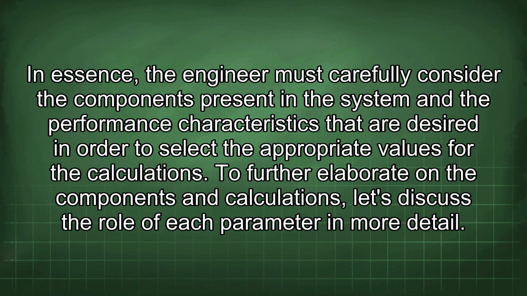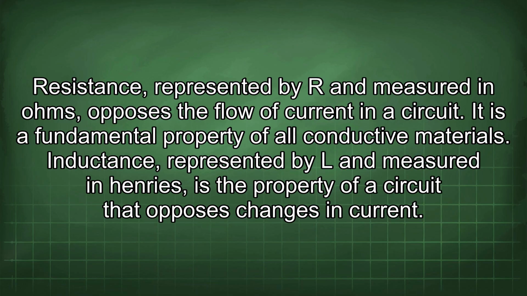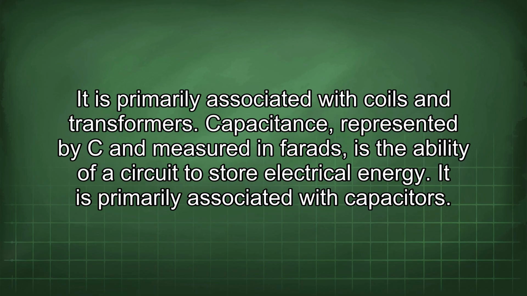To further elaborate on the components and calculations, let's discuss the role of each parameter in more detail. Resistance, represented by R and measured in ohms, opposes the flow of current in a circuit. It is a fundamental property of all conductive materials. Inductance, represented by L and measured in henries, is the property of a circuit that opposes changes in current. It is primarily associated with coils and transformers. Capacitance, represented by C and measured in farads, is the ability of a circuit to store electrical energy. It is primarily associated with capacitors.